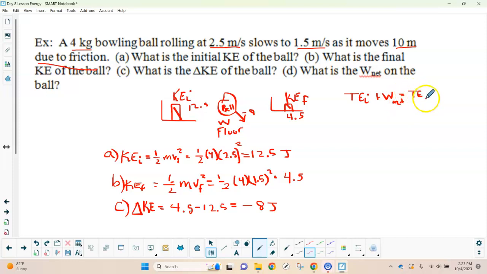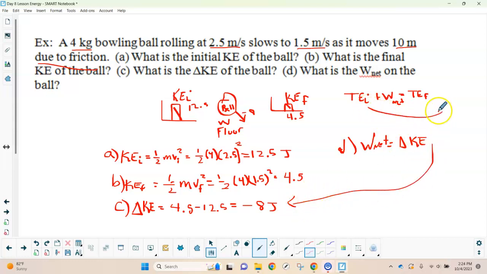And for the last part here, part D, it says, what is the net work done? And we should know this already because the net work is equal to the change in energy. In this form, it just happens to be kinetic. So it is that -8. That's what it is. If we take that over there, it's the same thing that we just did here, 4.5 minus 12.5. That's going to get us -8. So hopefully that is making sense.